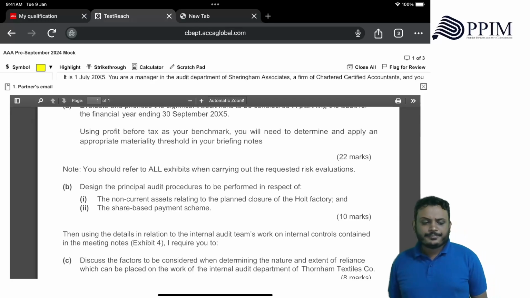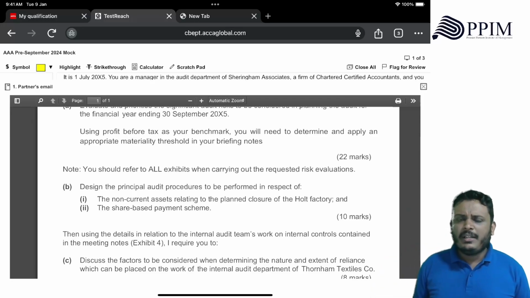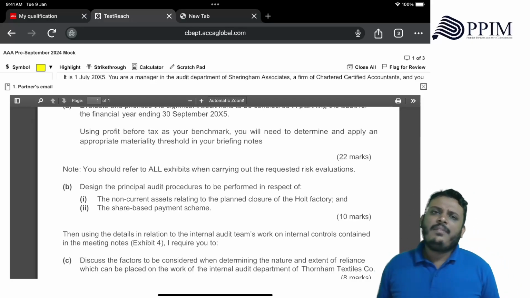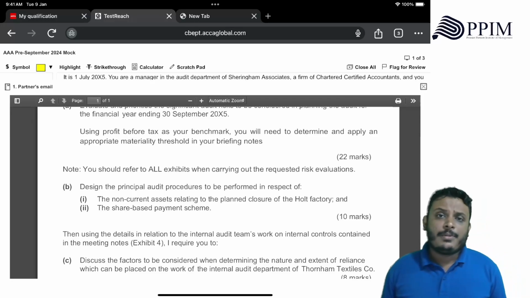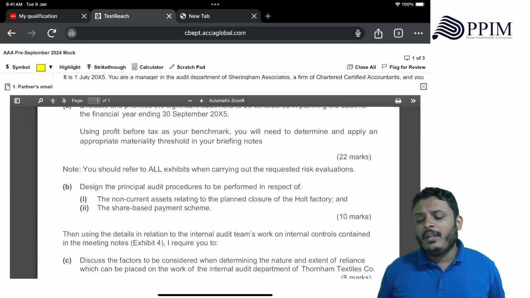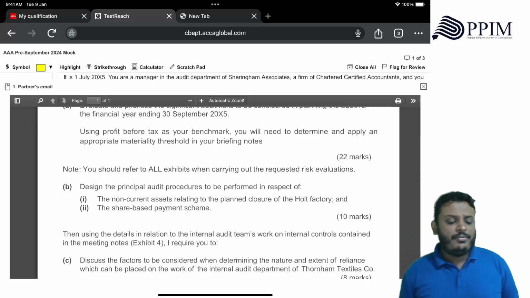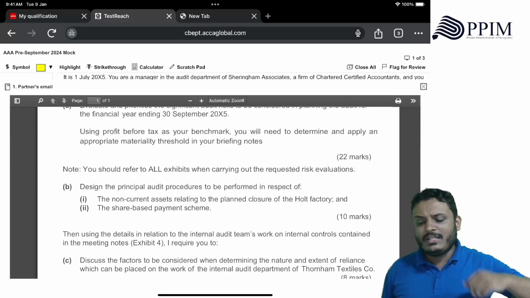That is a standard. Second one, share-based payment scheme, comes under IFRS 2. So these are the two areas where we need to apply our procedures. Audit procedures over IFRS 5 non-current asset held for sale, and share-based payment, IFRS 2. These are the two standard-based issues that we need to discuss.